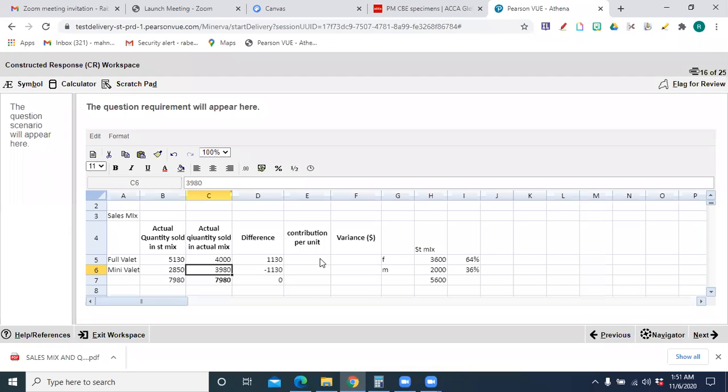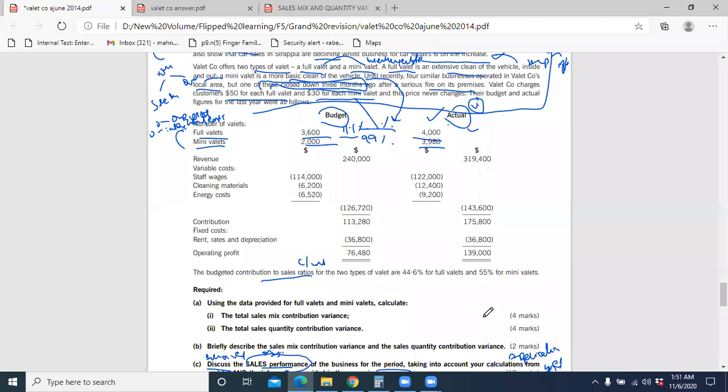Okay. So now in order to convert it into the monetary figure, we need to multiply it with contribution per unit. So how to get a contribution per unit? Any idea how to get a contribution per unit?